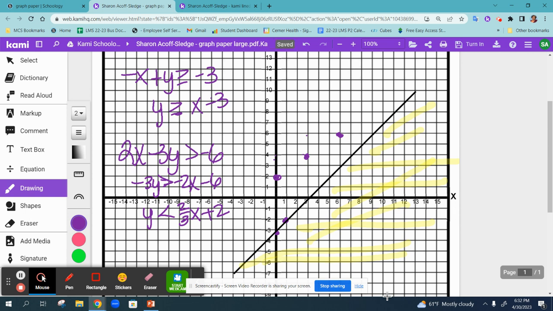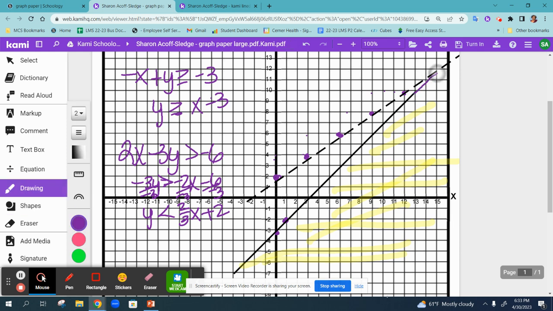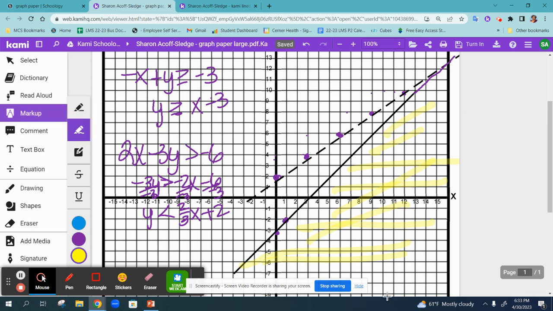Yeah, negative 2 divided by negative 3. Let me go ahead and show that. Up 2 and over 1, 2, 3. Up 2 and over 1, 2, 3. Okay. Let me draw my line. It's going to be dashed. And less than is going to be below the line. Let me draw this one on out. Less than is going to be below this line.